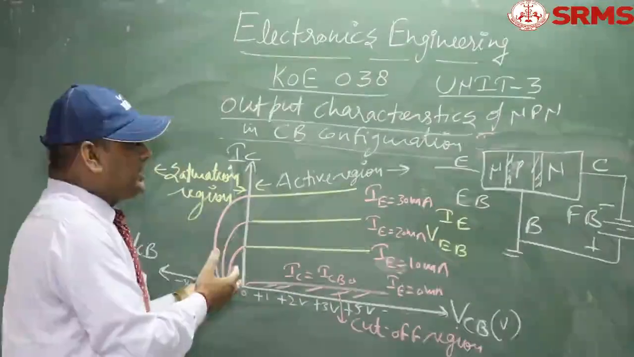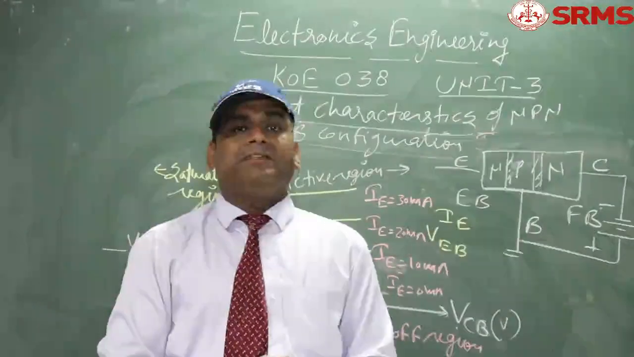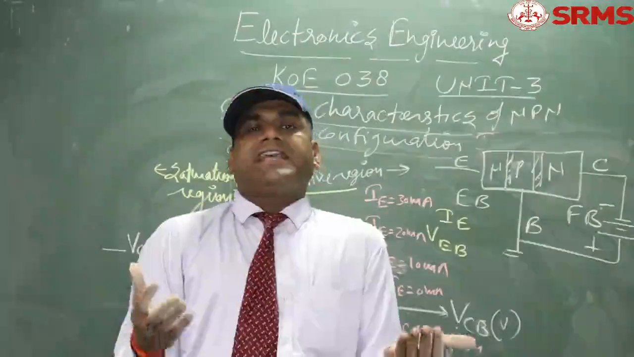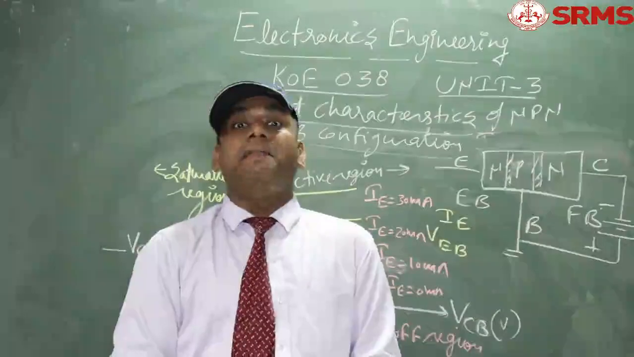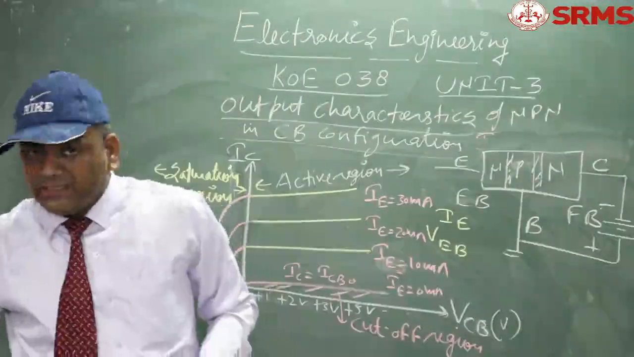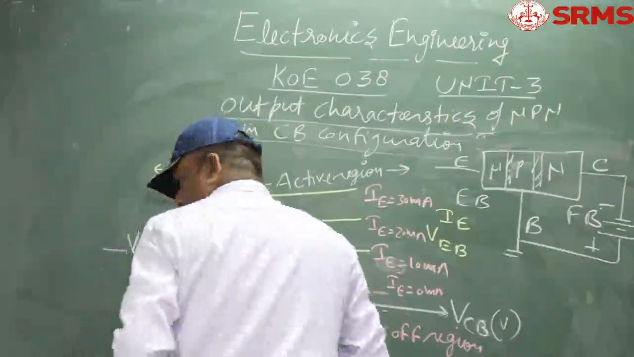As far as the common base configuration is concerned, the current gain is less, but the voltage gain is high. So most of the time, the transistor is used as an amplifier in the common base configuration. Is that clear? Now we will focus on the common emitter configuration.